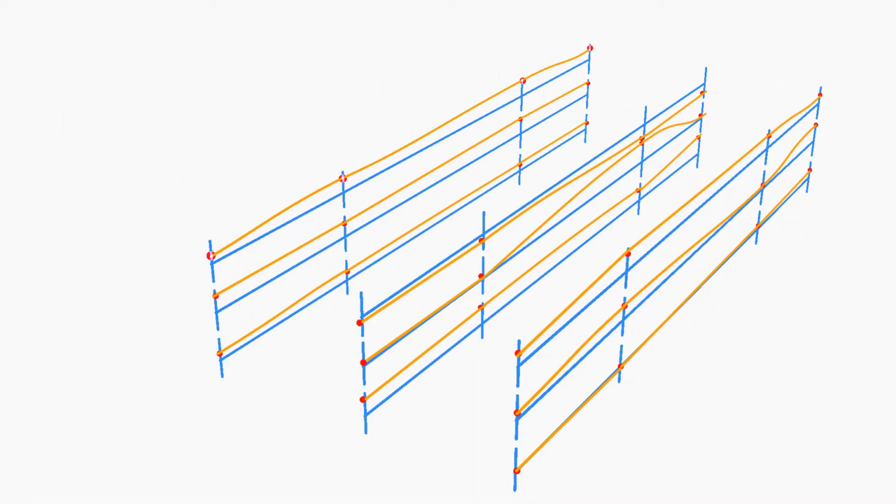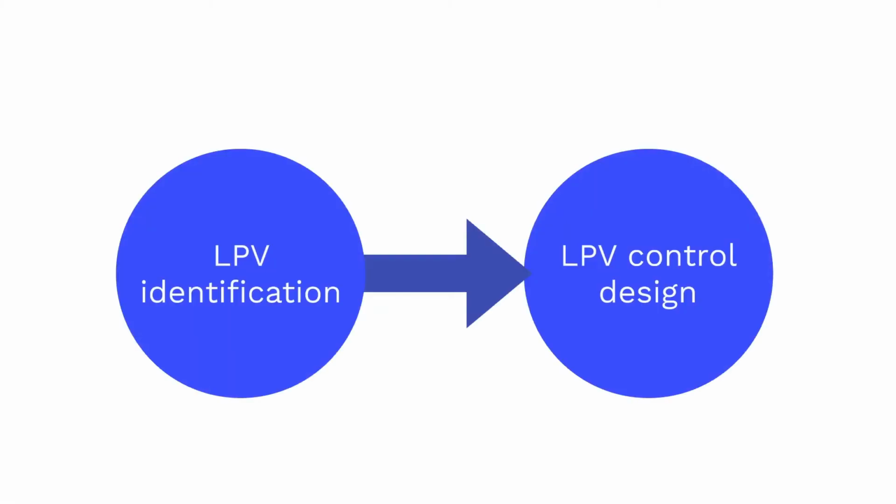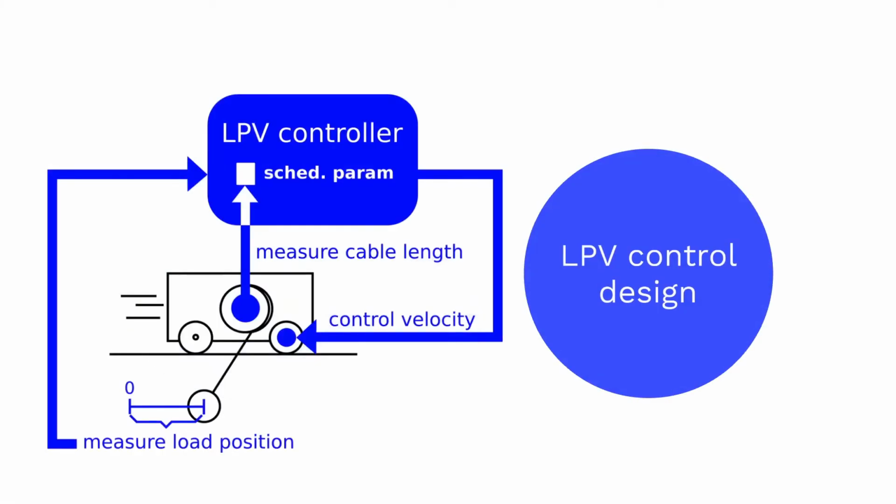This set of splines allows us to tell the state space matrices at any given scheduling parameter value, so it can be considered as an LPV model of the system. Anyway, we created this model to design a controller for it later. An LPV controller measures the scheduling parameter in real time and updates the controller dynamics accordingly.